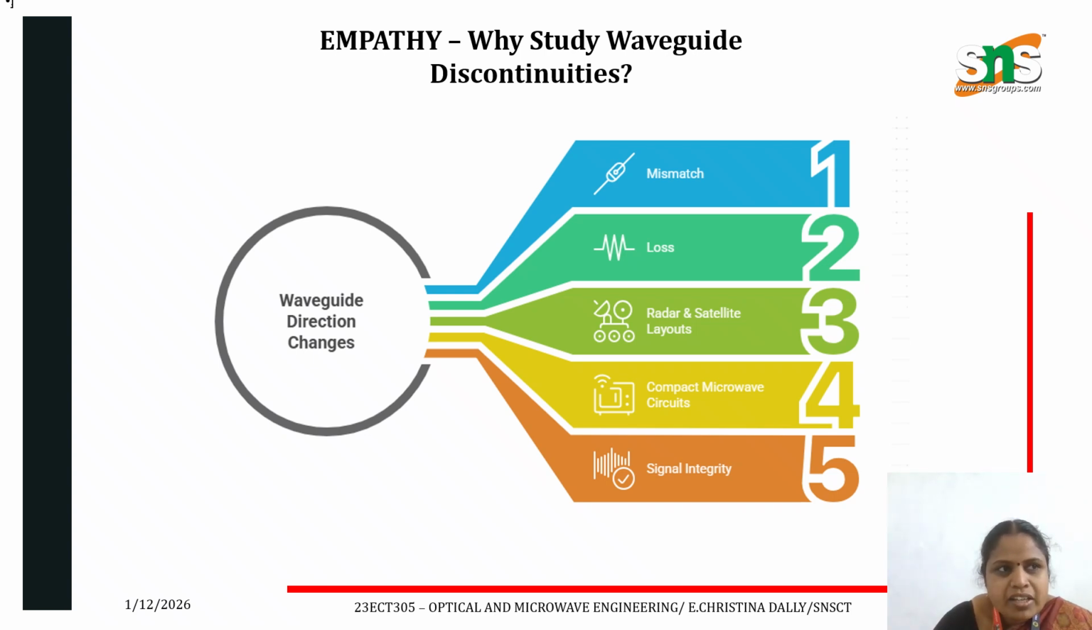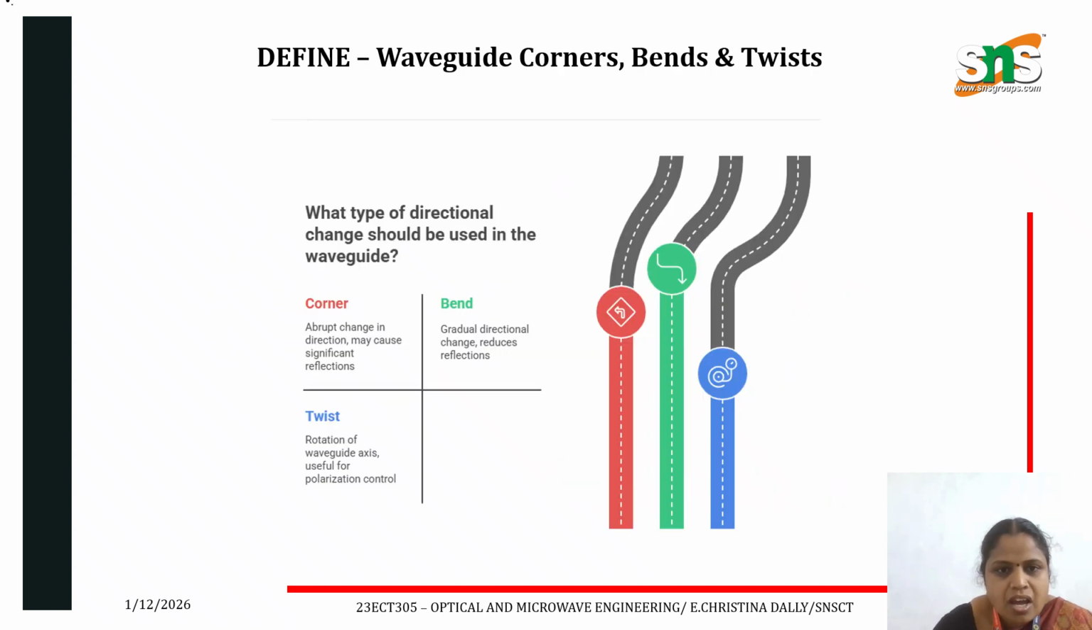Suppose the direction changes, what are all the things happening? There would be a mismatch and there will be losses. It is due to the radar and satellite layouts, and there will be compact microwave circuits. There will be signal integrity. So these are all the things that have been used in the waveguide discontinuities. So the direction changes. Suppose we are taking the directional, how has it been used in the waveguide?